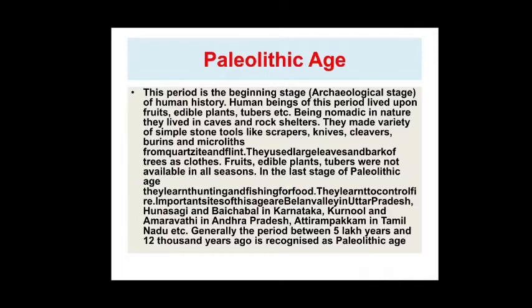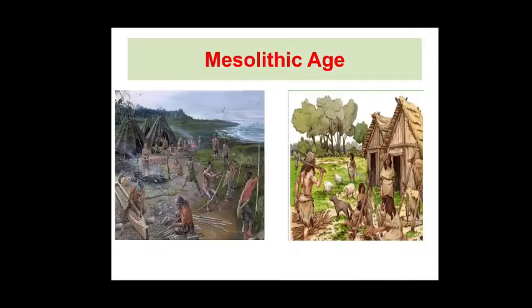Fruits, edible plants and tubers were not available in all seasons, only in some seasons. In the last stages of the Paleolithic Age, they learnt hunting and fishing for food. They also learned to control fire, which was another important development.